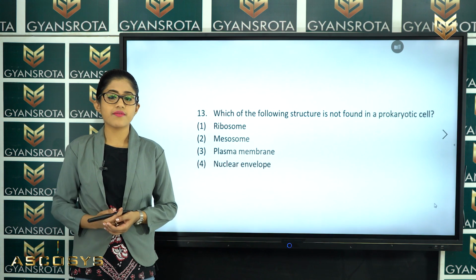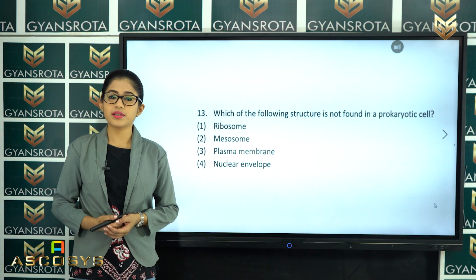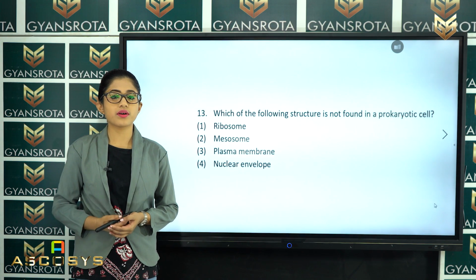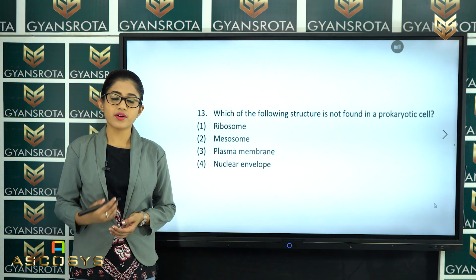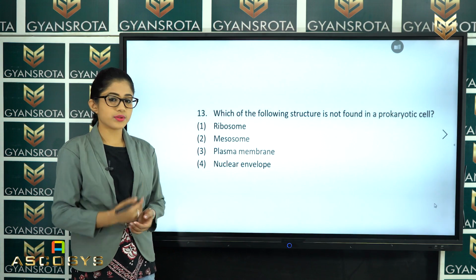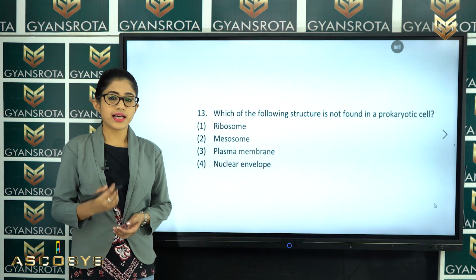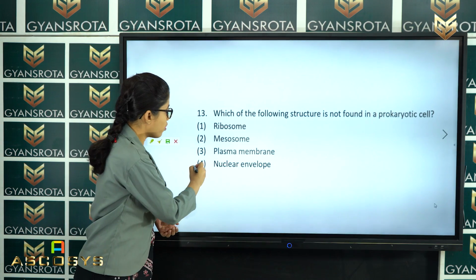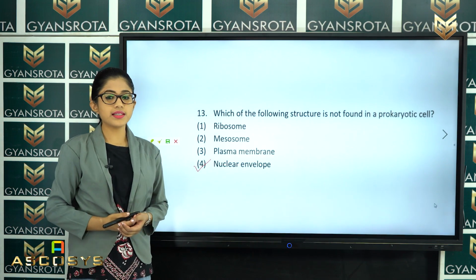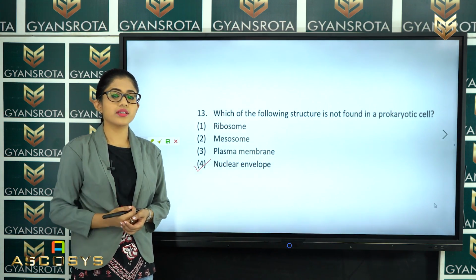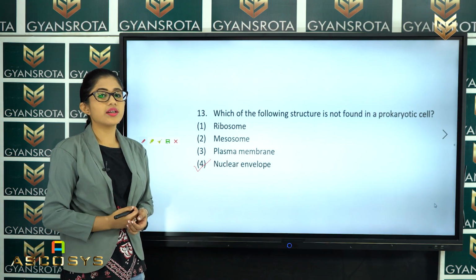So this is a very easy question, and in the chapter Cell, the Unit of Life, we have discussed the eukaryotic cells and the prokaryotic cell. So among these 4 options, what is the correct answer? That is option number 4, nuclear envelope. That means the structure which is not found in the prokaryotic cell is the nuclear envelope.